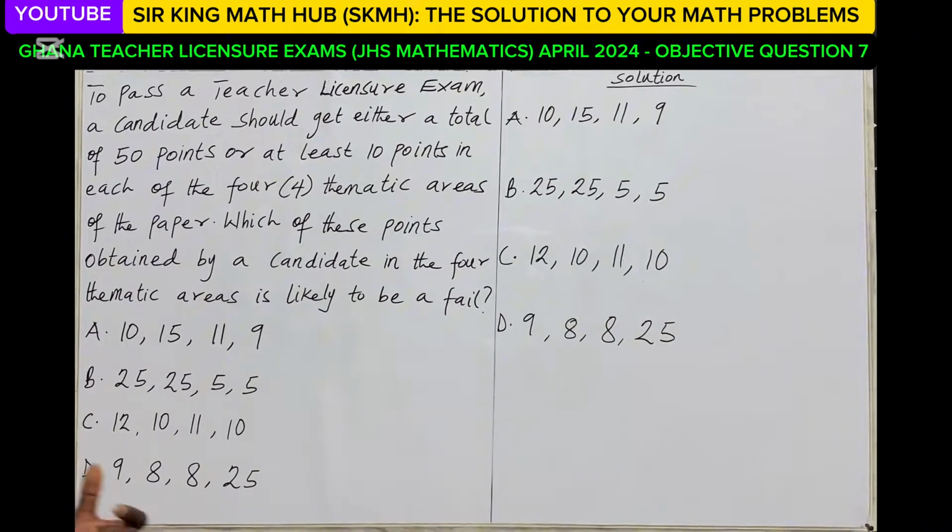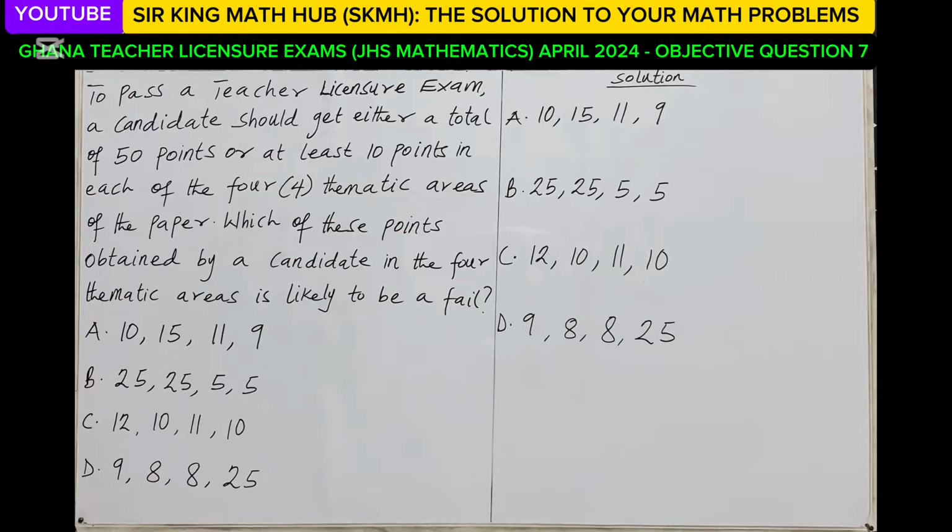So let's analyze the question. For a candidate to pass the teacher licensure exams, this candidate must meet 2 conditions. The first condition is that the candidate should get at least 50 points. We have 4 different thematic areas on which the test is organized. So when we sum up your individual scores from the 4 thematic areas, we should get a score of at least 50. That is 50 or more.